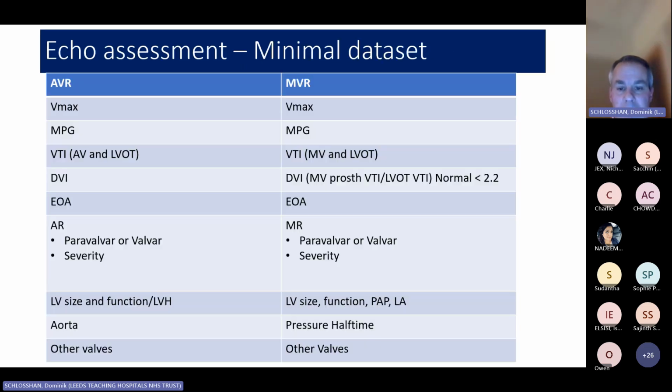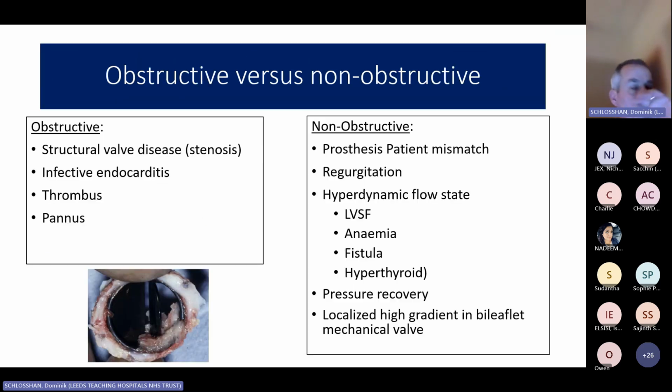Okay, so this is the minimal data set. We know that. What do you try to determine on the echocardiogram? You try to determine if it's obstructive or non-obstructive. That's really the key thing. Obstructive is structural valve degeneration, or you have thrombus, pannus, endocarditis. Non-obstructive, you can have prosthesis-patient mismatch or regurgitation or a hyperdynamic flow state, and then some weird and wonderful things down there. But that's the key thing.